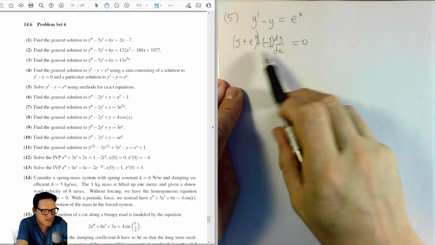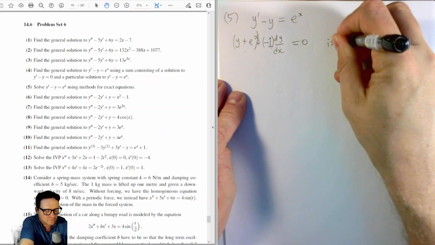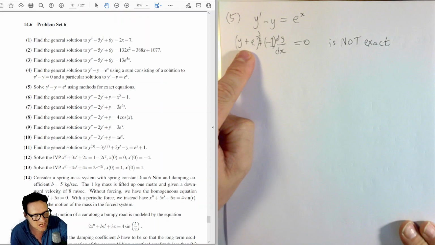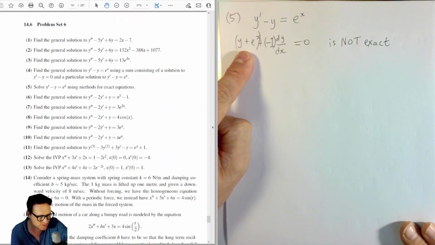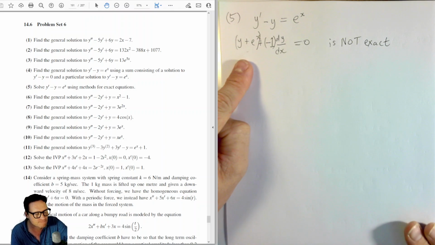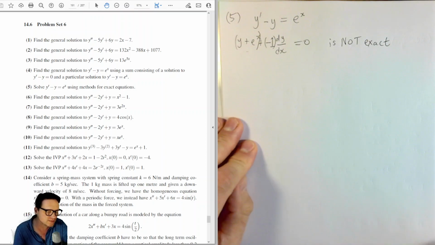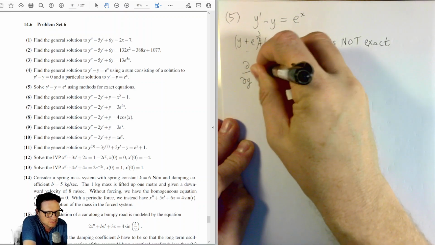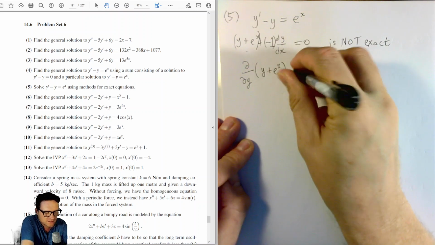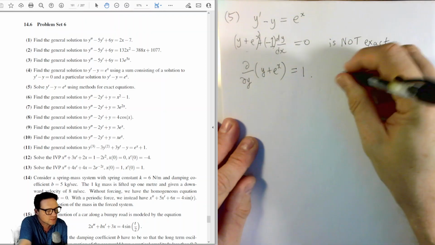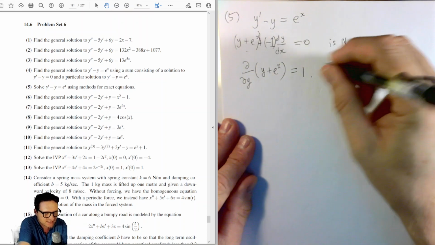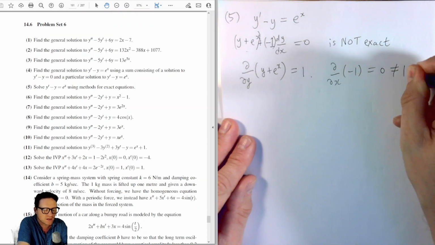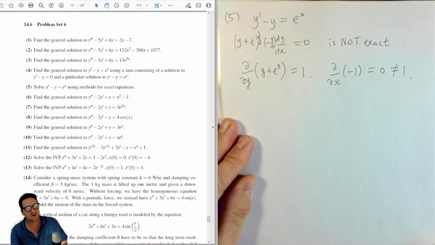However, we can see that this equation here is not exact. And the reason why it's not exact is if I differentiate this first function on the left partially with respect to y, I will get, and so let's just do this, differentiating partially with respect to y, we get just a single 1. But if we differentiate with respect to x, the minus 1, well, we have 0, which is not equal to 1. All right, so this differential equation is not exact.